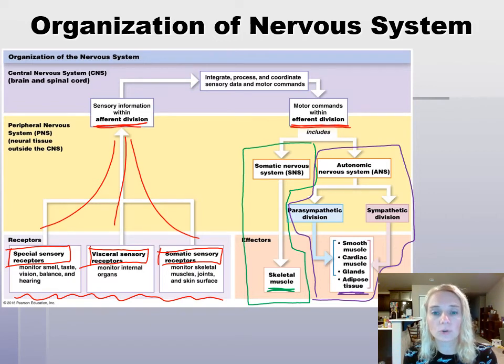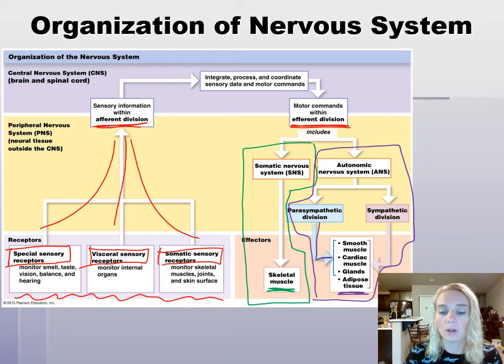We don't have control over those things. We can't consciously control smooth muscle. We can't consciously control cardiac muscle. We can't consciously control when our glands are going to secrete. So all of that has to be done outside of our conscious control, and that's all regulated and carried out by the autonomic nervous system. There's two ways that those effectors can be stimulated.